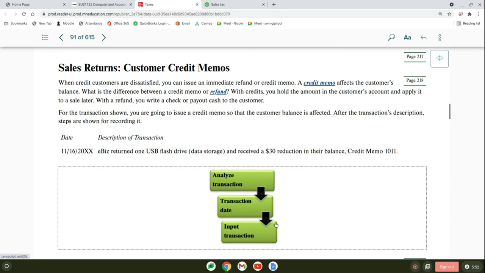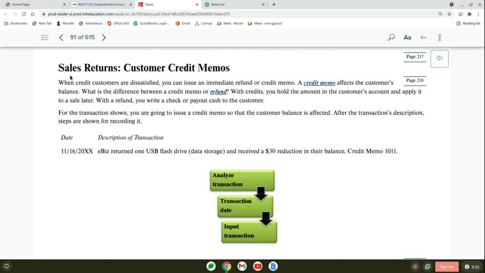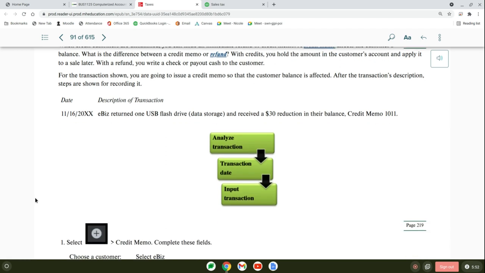So now we're going back to our customer, and we have an issue. A customer was dissatisfied with one of our products, and we have to now issue a credit memo. So we sent out US flash drives, which we have as data storage. And one of them was defective, and the customer called us, and we said, okay, you know what, go ahead and keep the item. We're just going to issue a credit memo to your bill. So we billed them. They haven't given us the money yet.